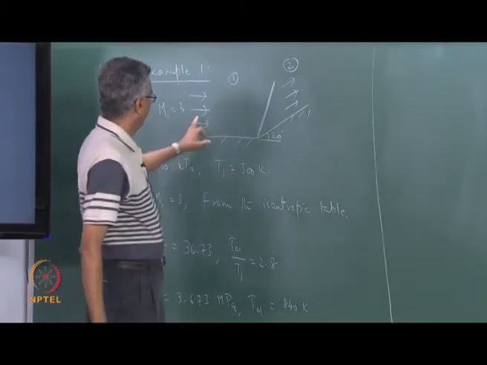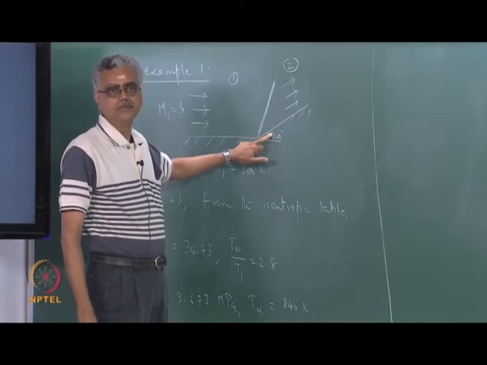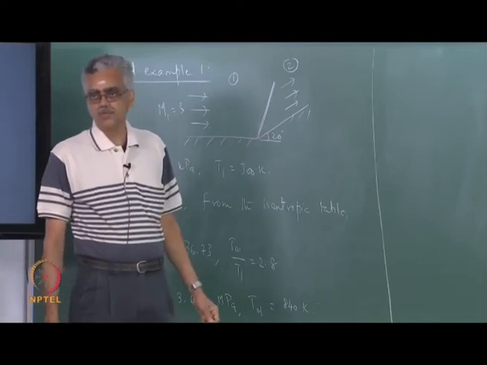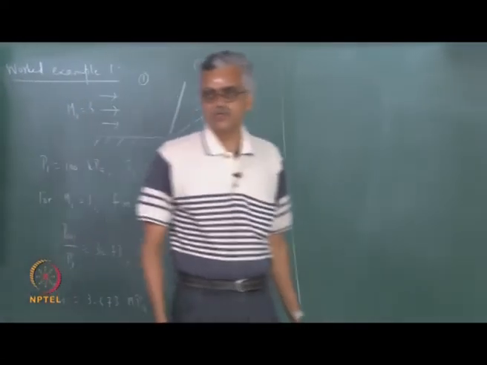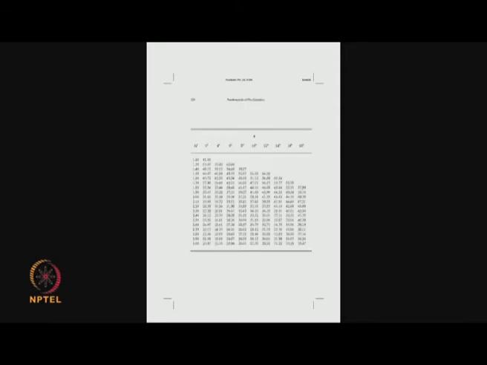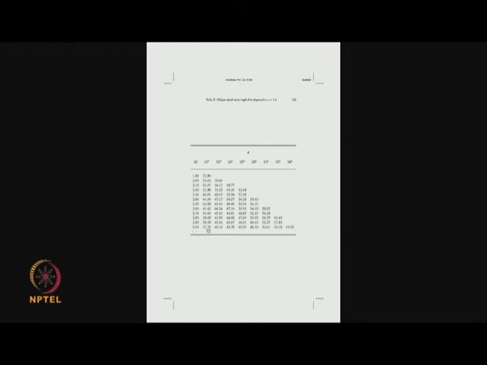Now, we need the wave angle here. We know M, we know theta, we want the value for beta, right. Solving the equation is one way of doing this, but we have actually tabulated the solutions to the equation and that is what we are going to see now. You can see this is the table corresponding to theta-beta-M. Here for M equal to 3 the table goes up to 18, so you go to the next page: M equal to 3, theta equal to 20, we have beta to be 37.76.